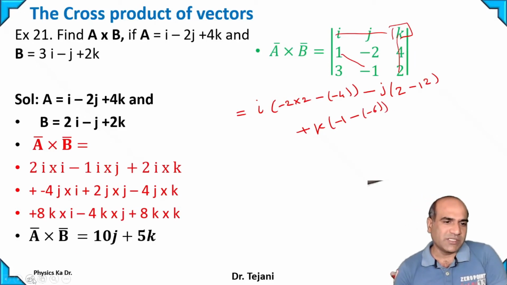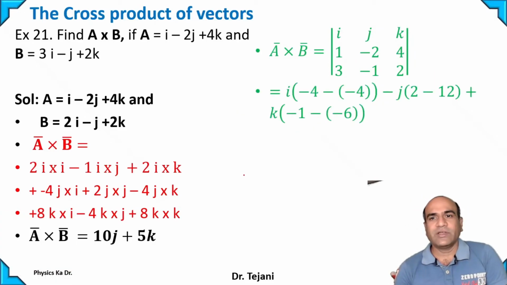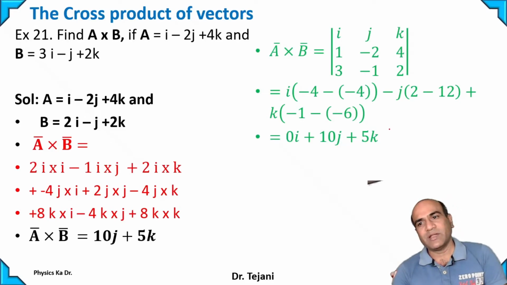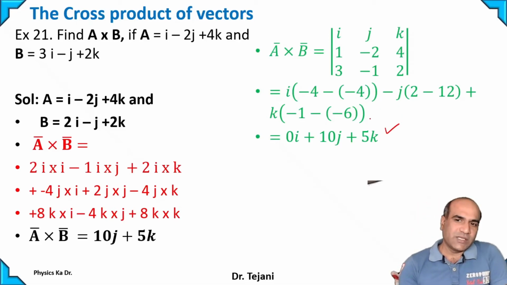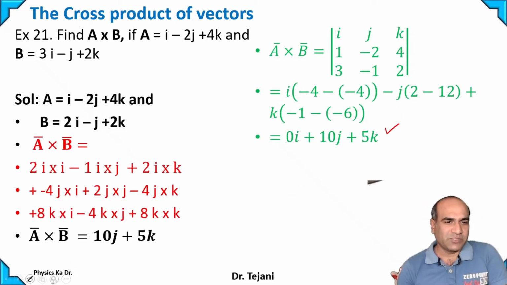Simplify this, you will have your solution. So i is equal to minus 4 minus in bracket minus 4. You can get it like that. Resolve this, it becomes 0 i plus 10j plus 5k. So this is our solution. Very simple when we go with matrices.